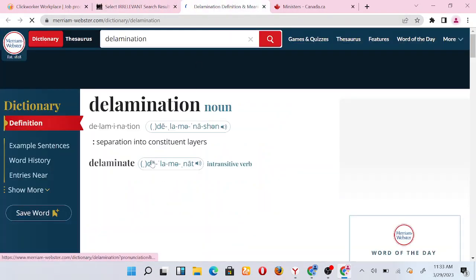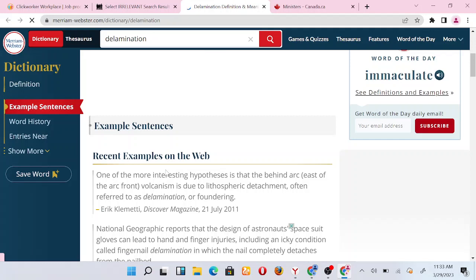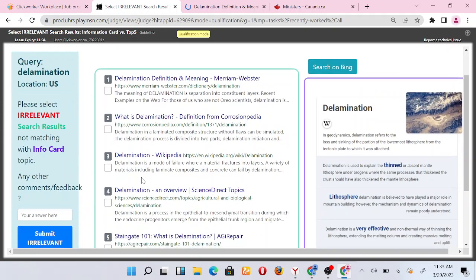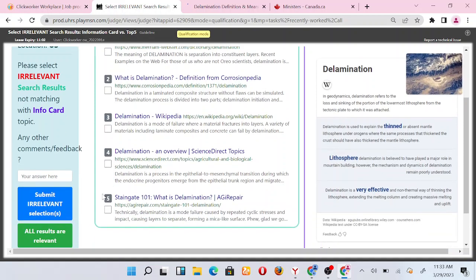Let's see the definitions. One of the most interesting approaches behind the app. Okay, geometric report. Okay, this one is relevant. What is relevant? Relevant string. They are all relevant.